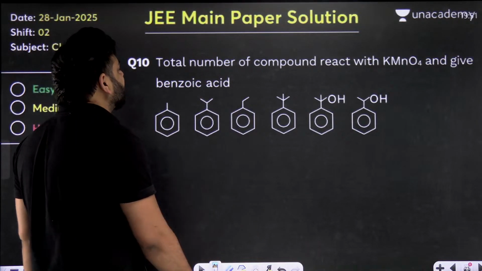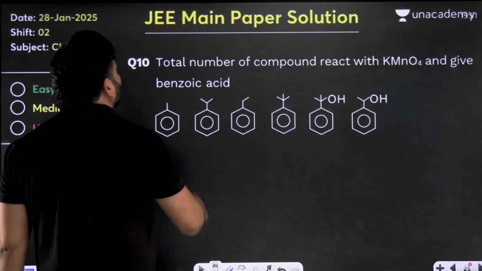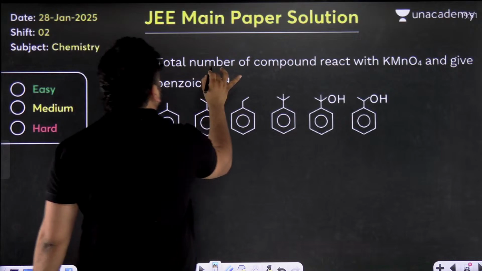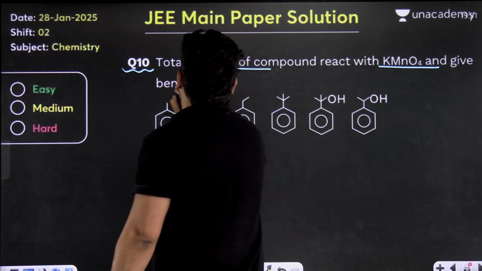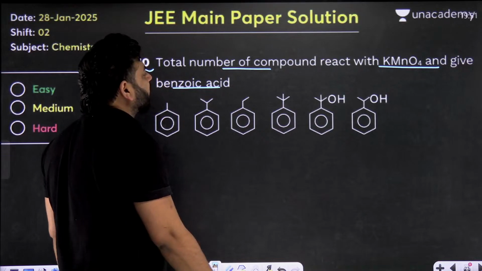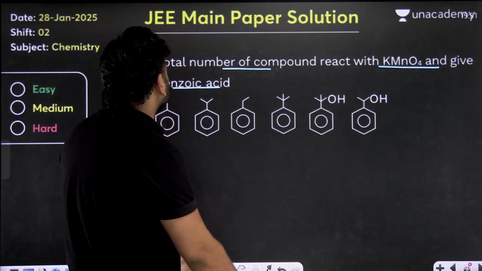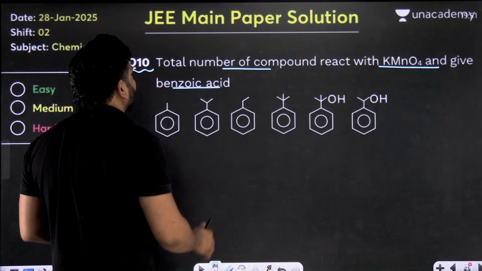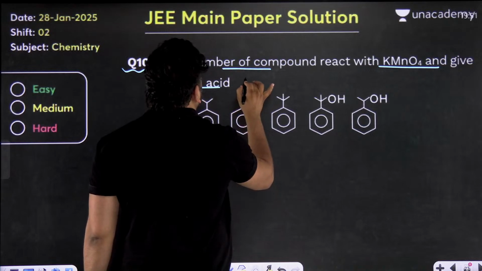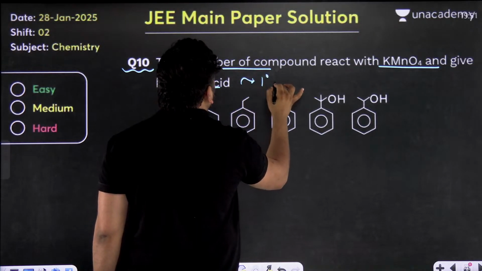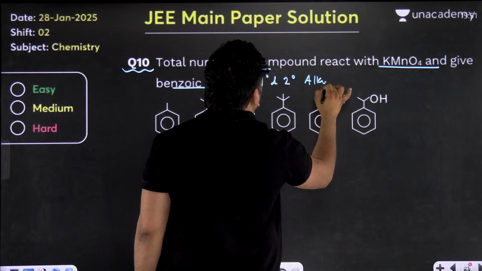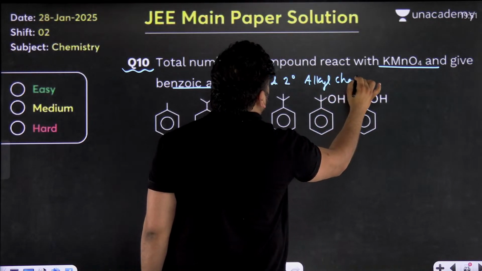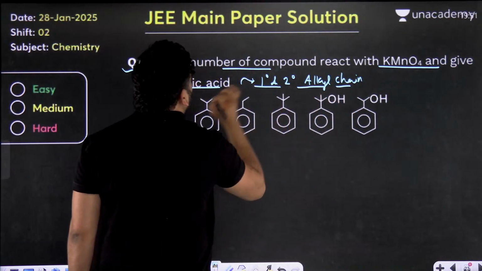So the next question is: what is the total number of compounds that react with potassium permanganate and give benzoic acid? What do you think? How many compounds can react with potassium permanganate to give you benzoic acid? Basically, what we have to check is that the primary and secondary alkyl chains are directly connected to the benzene ring.